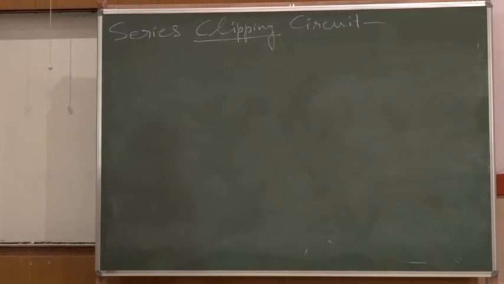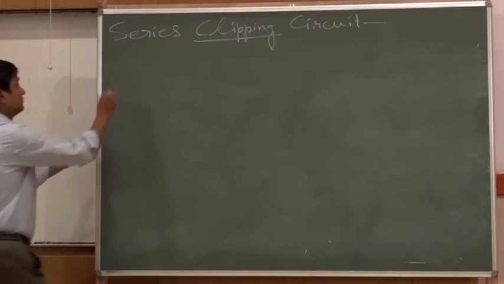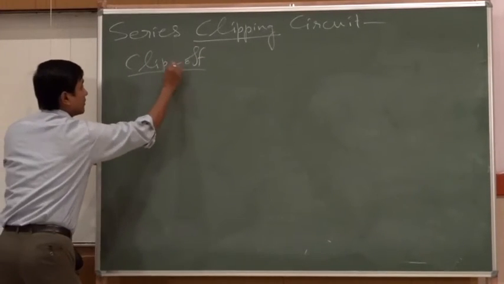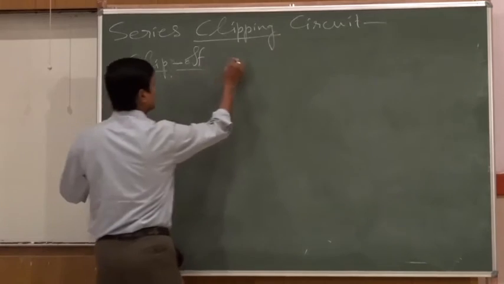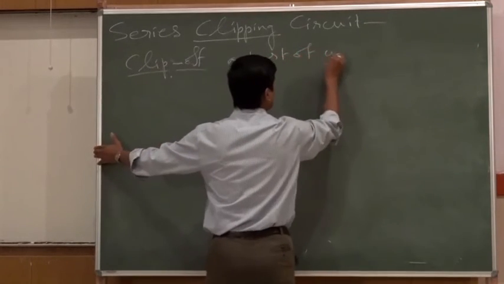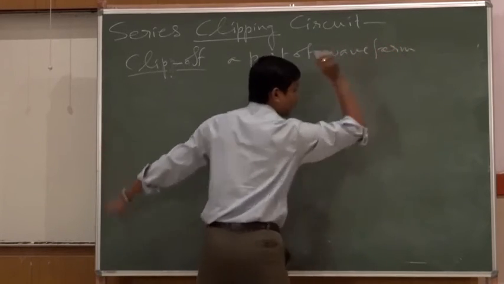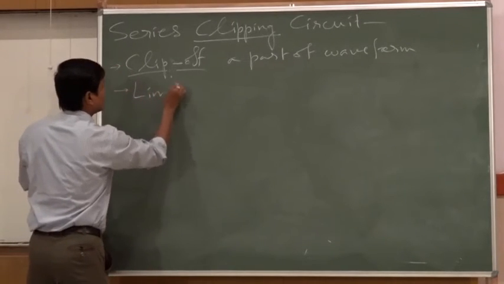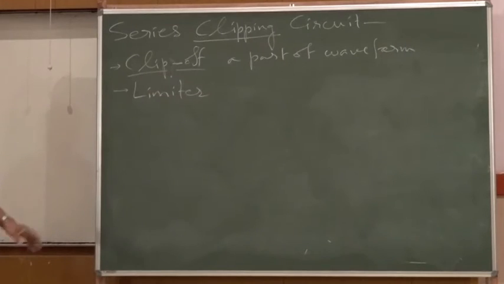What do you mean by clipping of something? In terms of electrical waveforms, if one electrical waveform is given to you, you want to clip off some part of the waveform. Sometimes we call this circuit a limiter also, or we consider this kind of circuitry as used for limiting the voltage which will go to my bigger device which can harm the system.